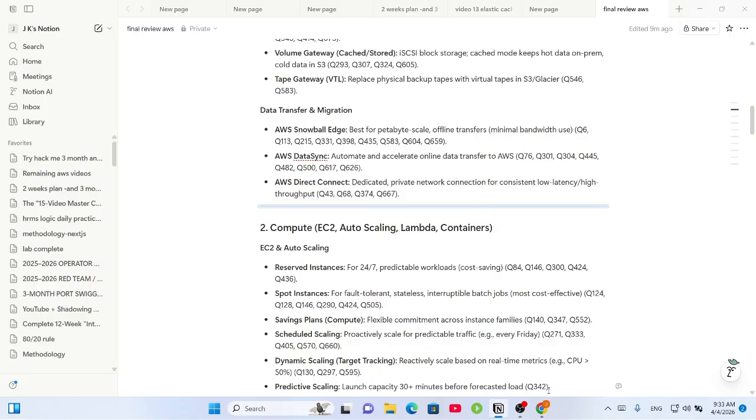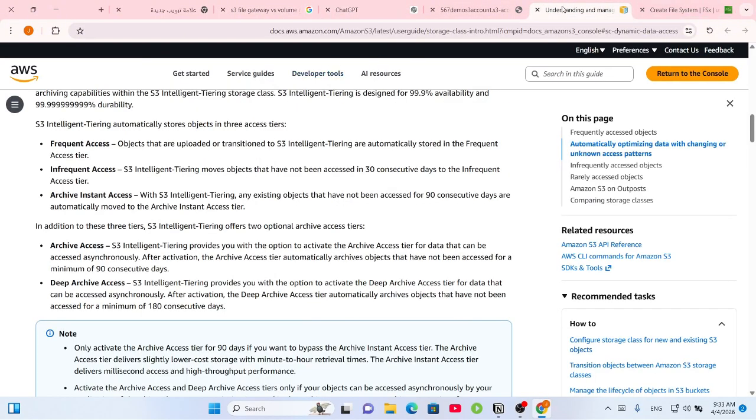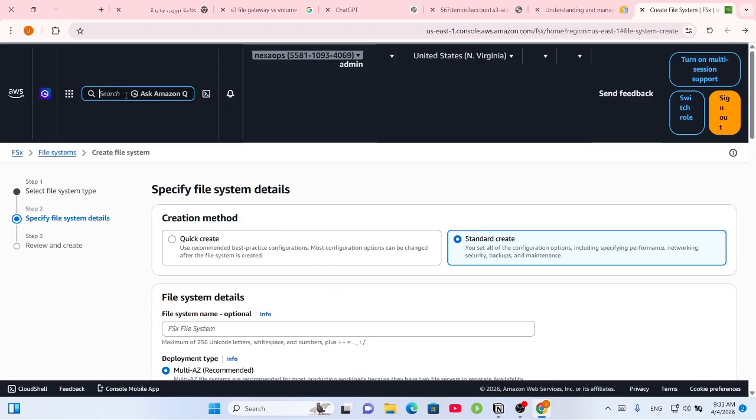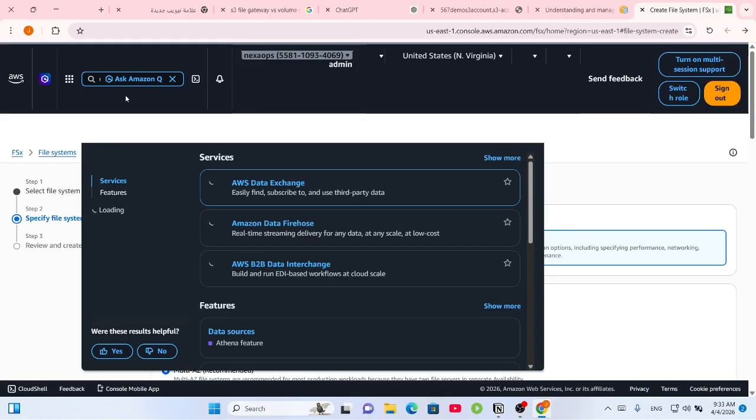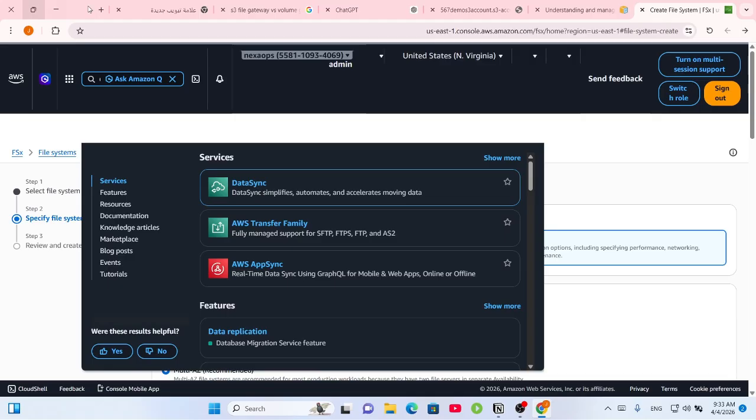So we can go here and go to this. This is DataSync. It simplifies, automates, and accelerates moving data. Just click this one here.